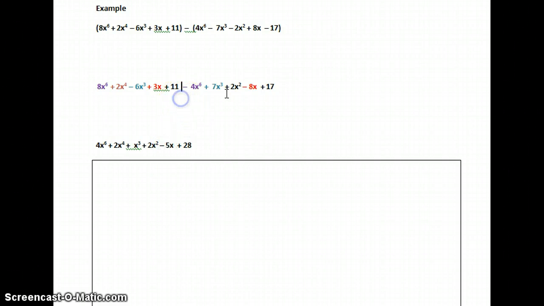And you'll notice I accidentally skipped over this plus 2x squared. It didn't combine, and I put it right there. Now, if I had put them out of order, that's okay. So then my last one is the numbers. 11 and 17 give me 28. So my final answer is this.